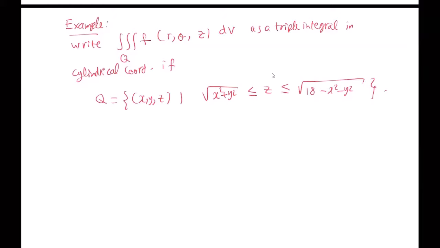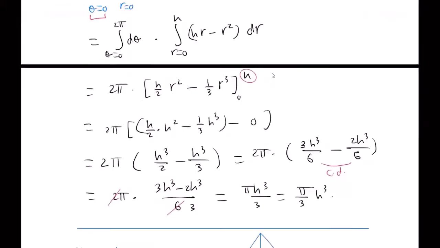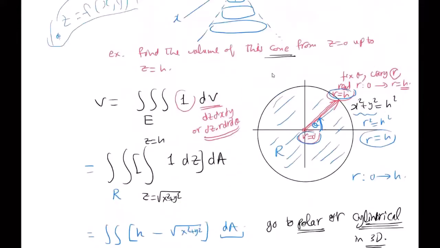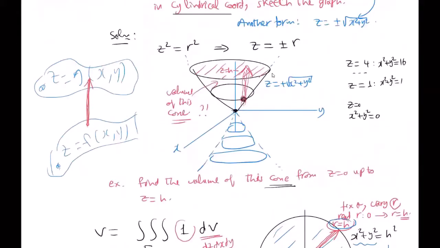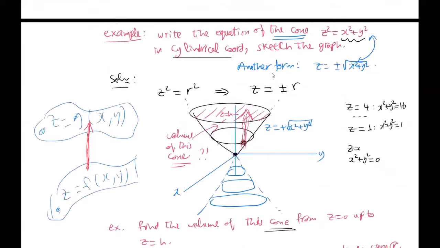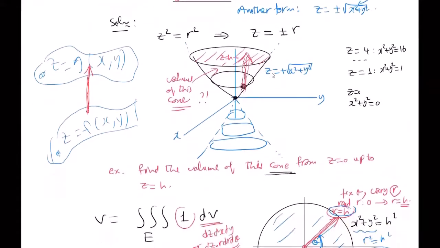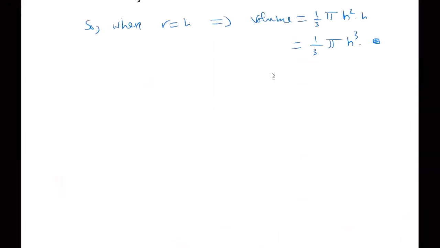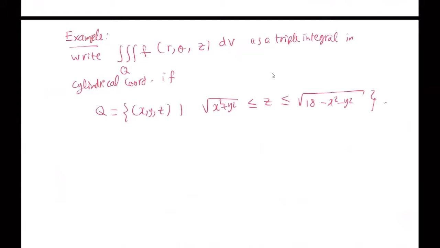Any idea of the graph of this solid or the surfaces bounding this solid? Yes, we have some idea from the previous example. We are now familiar with the equation of the upper part of this cone. Z equals square root of x squared plus y squared is the upper semicone. So this part we know.